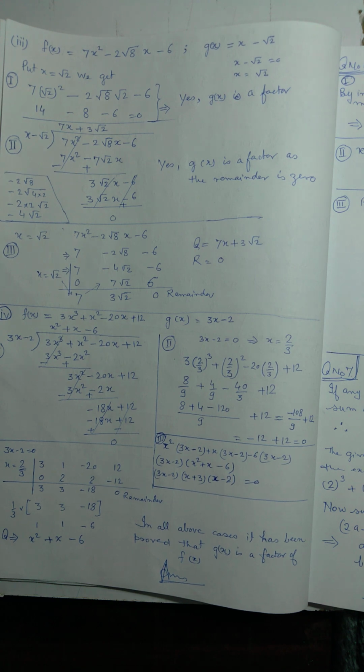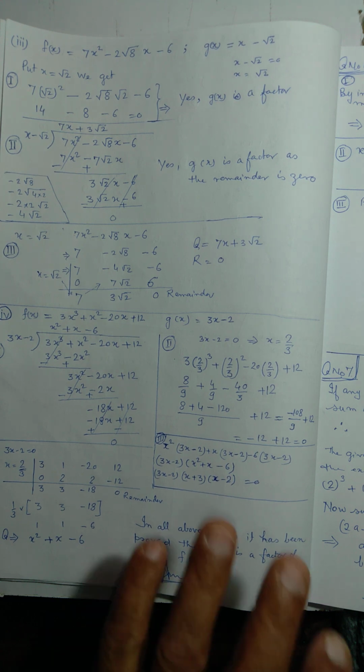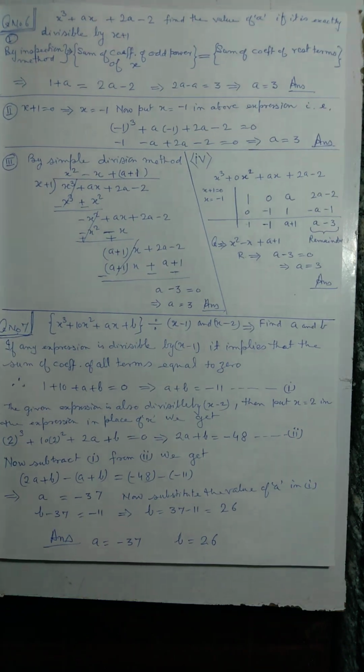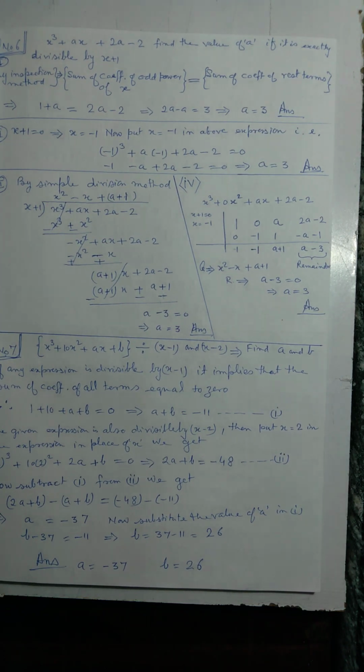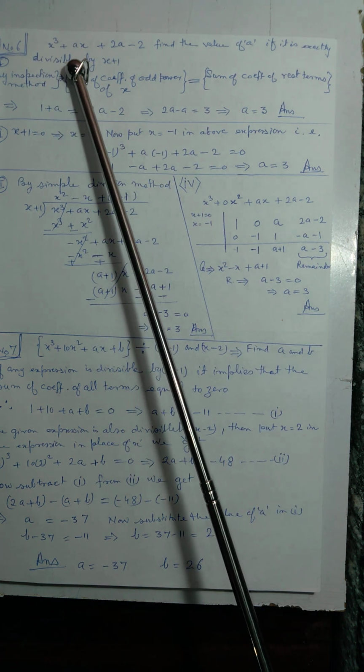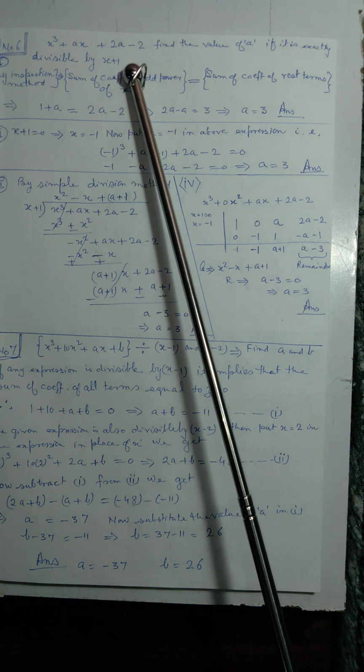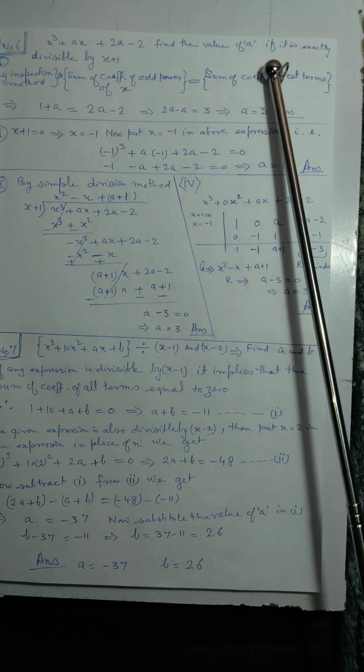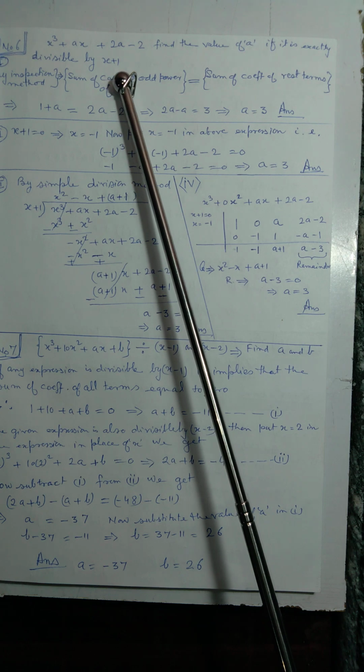Now proceed to question number 6. Question number 6 states: find the value of a if x cube plus ax plus 2a minus 2 is exactly divisible by x plus 1. You see, x plus 1. Again, I am just telling you that x cube plus ax plus 2a minus 2, find the value of a if it is exactly divisible by x plus 1.